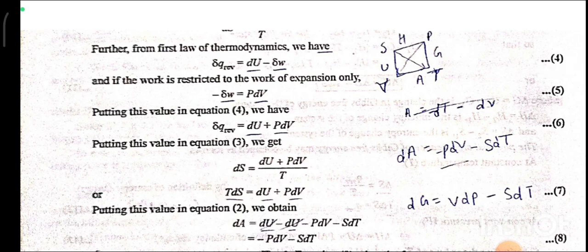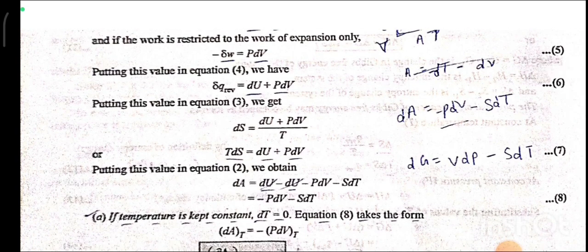Equation number 4. And if the work is restricted to the work of expansion only, then delta W is equal to P dV. Equation number 5. Putting this value in equation 4, we have delta Q reversible is equal to dU plus P dV. Putting this in equation 3, we get dS is equal to dU plus P dV upon T. TdS is equal to dU plus P dV. Putting this value in equation 2, we obtain dA is equal to dU minus dU minus P dV minus SdT. dU cancels dU here, and finally it comes to minus P dV minus SdT.